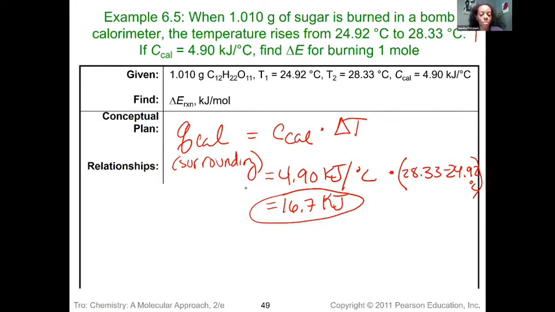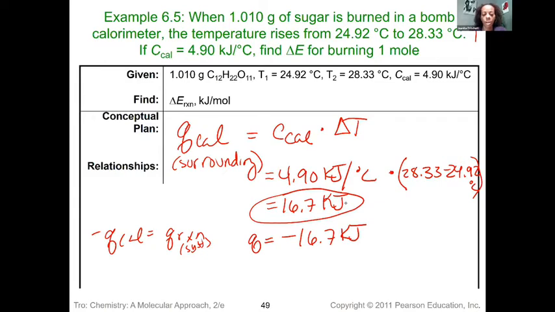So what does that mean in terms of the reaction or the system? Well, the Qcal is equal but opposite to that of the reaction or the system. So therefore, the heat of the reaction would then be equal to negative 16.7 kilojoules. The reaction lost that amount of heat, and the surroundings, the calorimeter, gained that amount of heat.